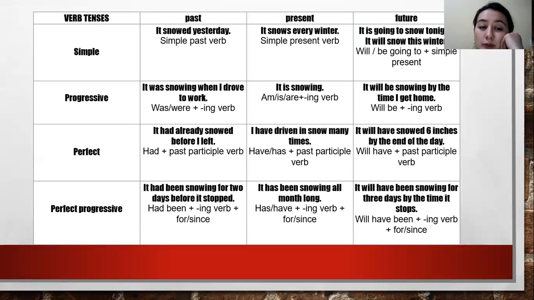So present perfect progressive is have or has been plus ing. And future perfect progressive is will have been plus ing. This is the ending which we add to the verb.